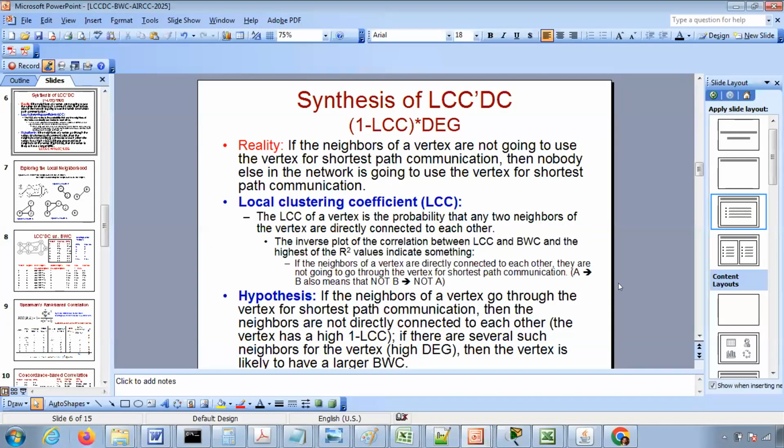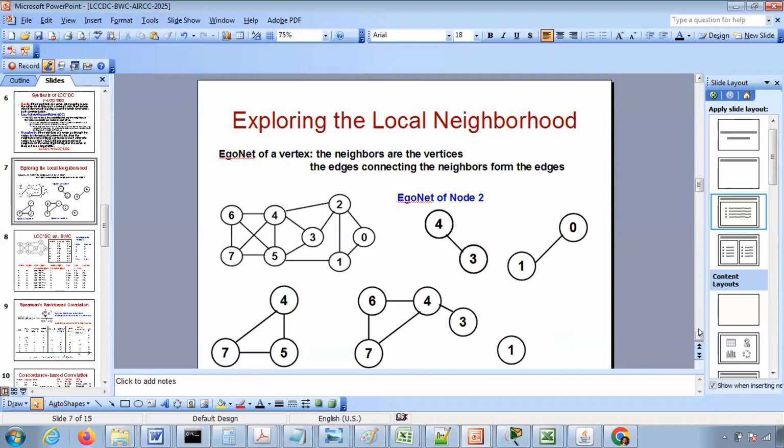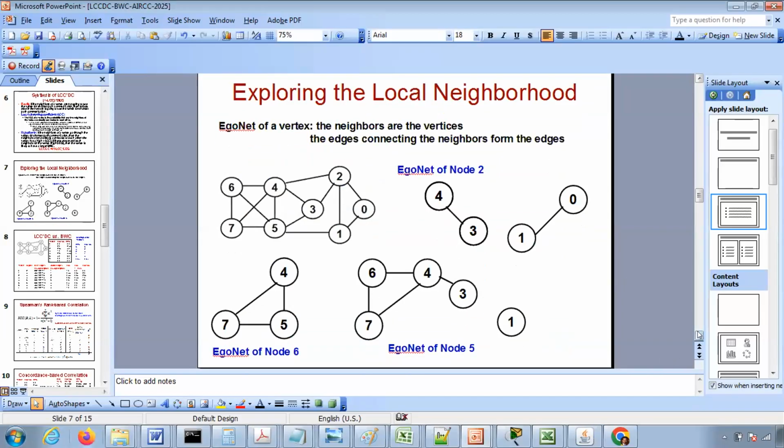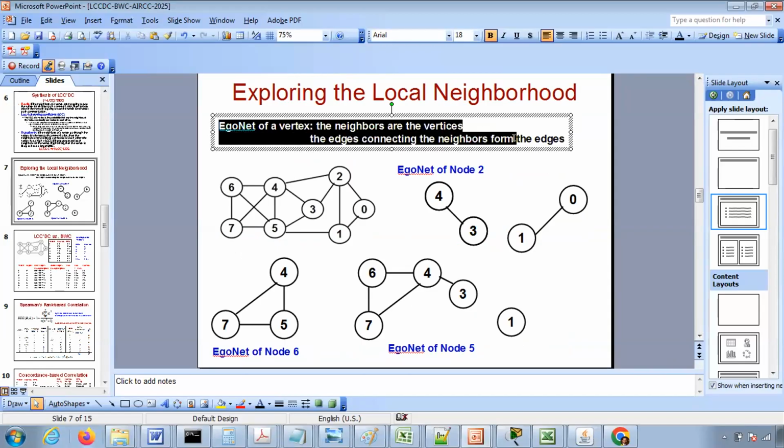So that means if the neighbors of a vertex are directly connected to each other, let me use this example here. Let's think about node 6. This is what's called the egocentric network of a node. The egocentric network of a node comprises the neighbors of the node and the edges connecting them. So for example, for node 6, its neighbors are 4, 5, 7, and I have those neighbors as well as the edges connecting them.